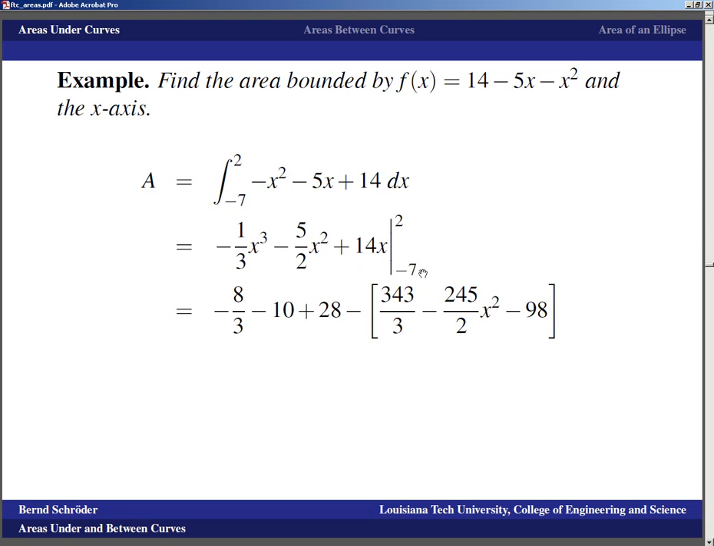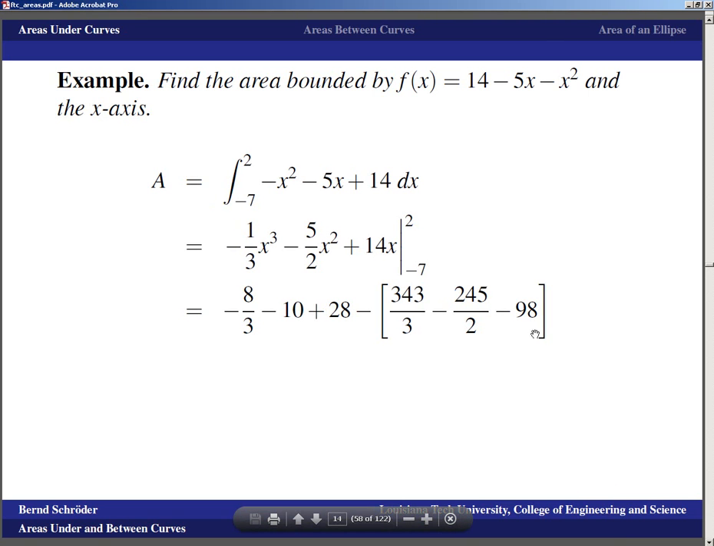Big parentheses around the rest. 7 cubed is 7 times 49, which is 343. And then we have 3 negative signs and another negative sign, so 4 negative signs, so it's got to be plus, and so it's 343 divided by 3. Then we have 7 squared is 49, and 49 times 5 is 245, divided by 2. That x squared should not be there. The minus sign is all right. Now the x squared is gone, and we have negative 7 times 14, so that's 70 plus 28, that's 98, and with a negative sign it's minus 98.